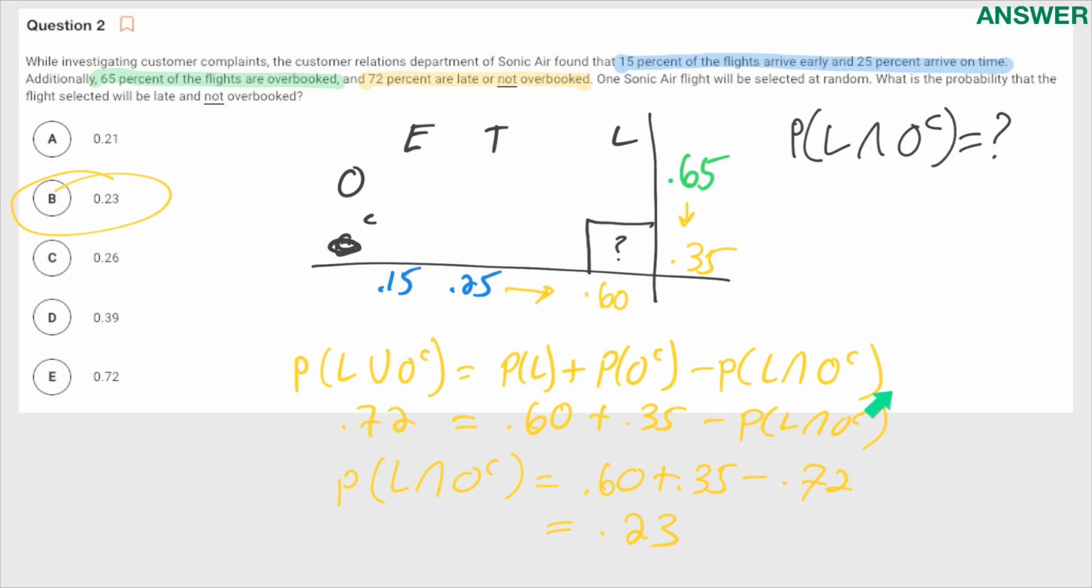So plugging into this formula, reading numbers off the table or numbers that were given. The or statement is this. Probability of late is 0.6. Probability of not overbooked is 0.35, and we can solve for the probability of late and not overbooked. Doing a little bit of straightforward algebra, you get 0.23 or choice B.